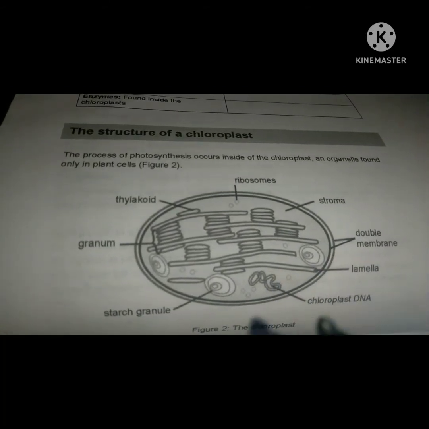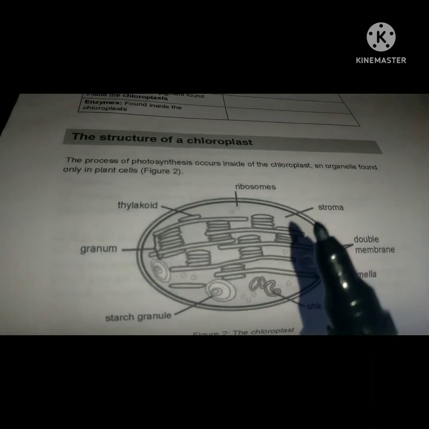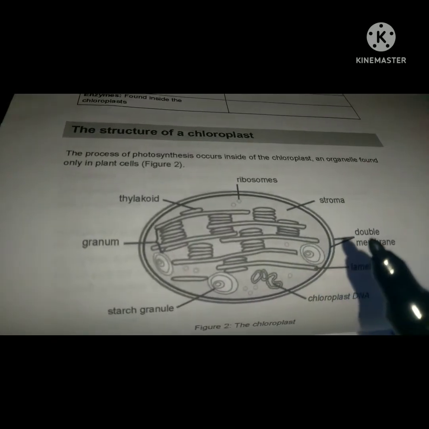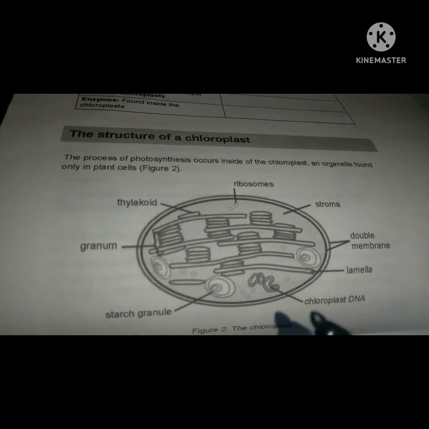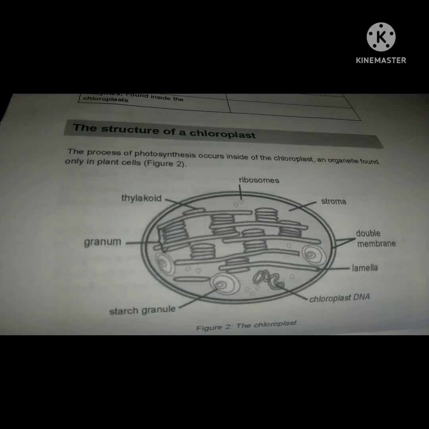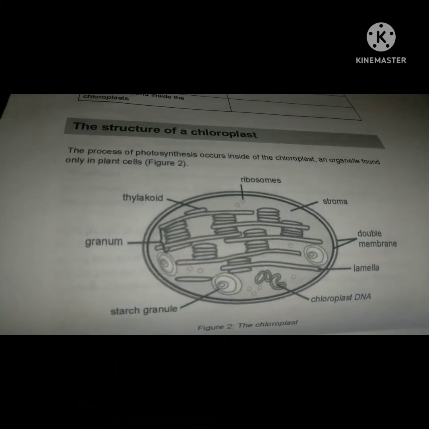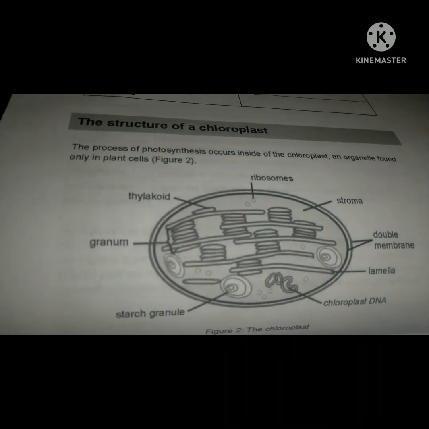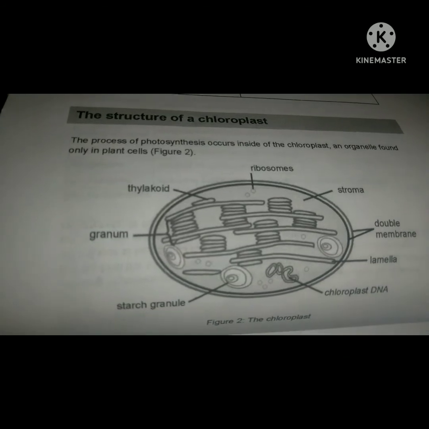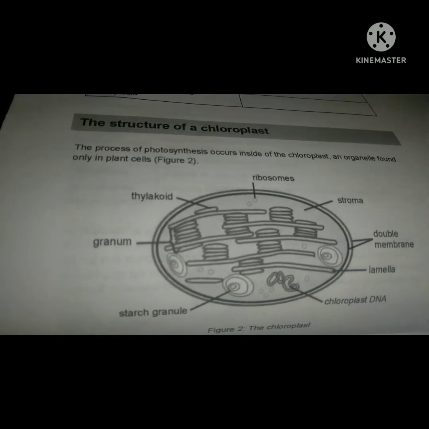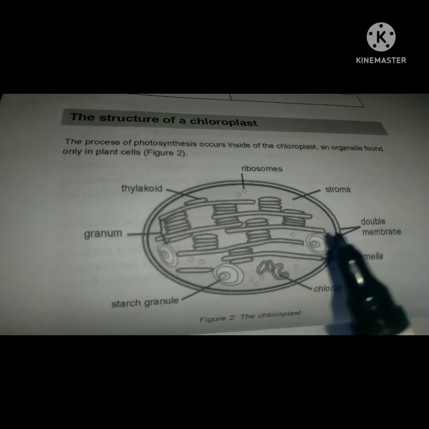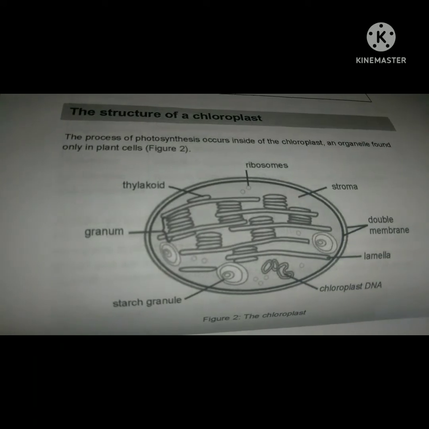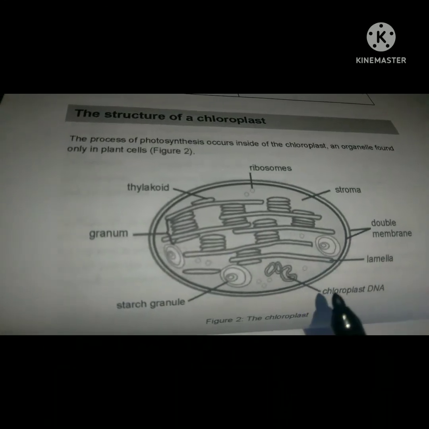So I'm sure I've mentioned everything there. So this is the stroma, this is the ribosomes, there's the thylakoid, the granum, the double membrane, the lamella, and the chloroplast DNA. So this is very comparable to my drawing because my drawing has that skeleton on exactly how the structure of a chloroplast is. So this is the organelle whereby photosynthesis takes place. So this is found in plant cells.